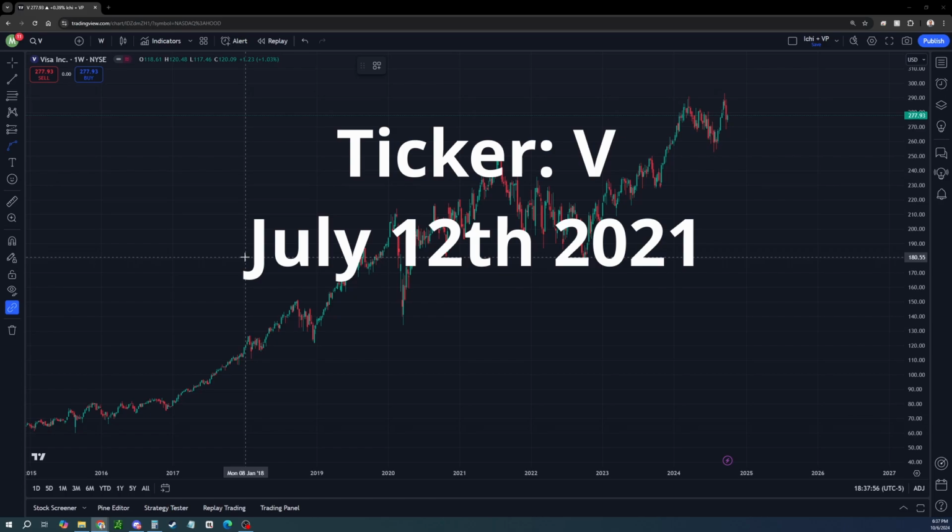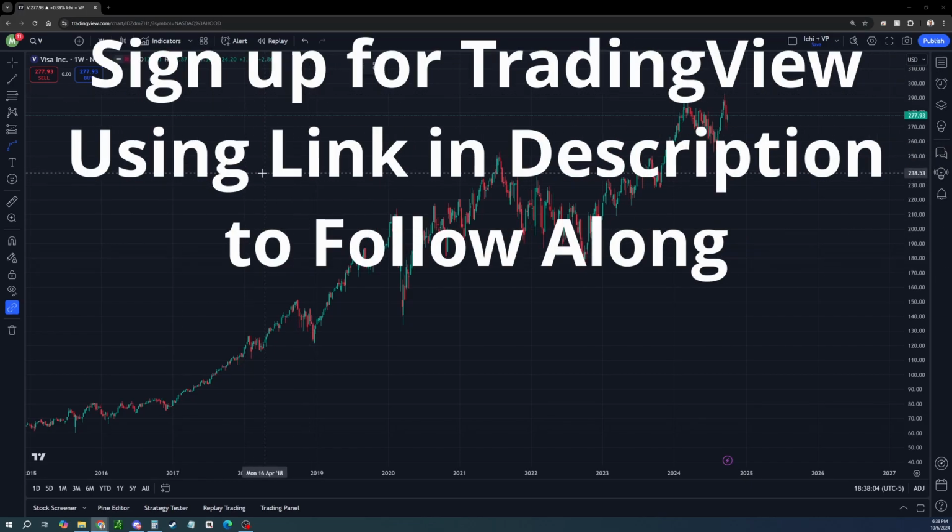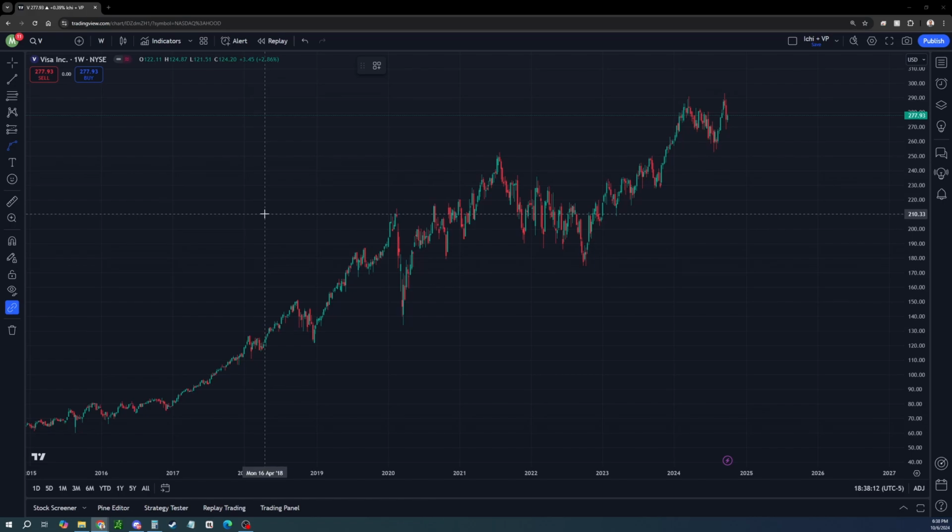For our first one, let's take a look at Visa, which is going to be under the ticker symbol V. Now if you don't have one already, I would highly recommend you sign up for a free TradingView account using the link in the description below so you can follow along with us. TradingView is by far the best charting software for all assets, and it provides tons of drawing tools you can use to draw out these patterns like I did in the first part of the video.